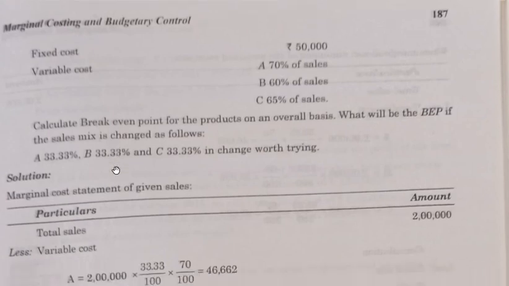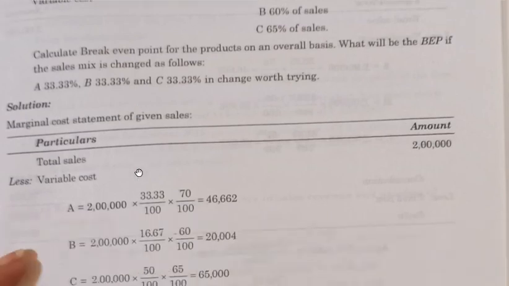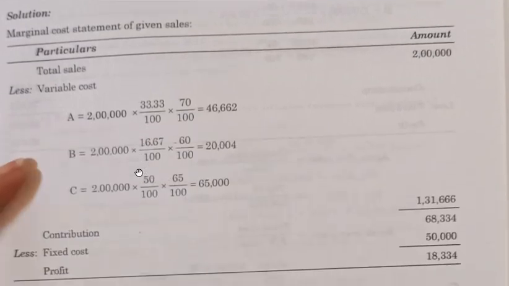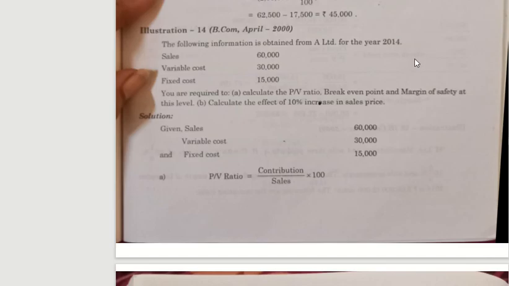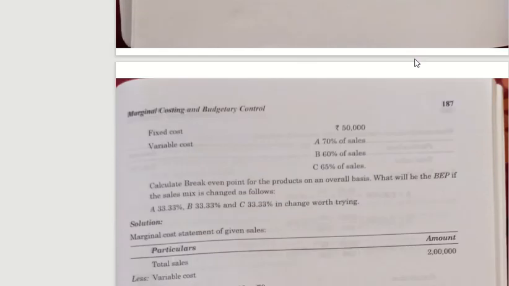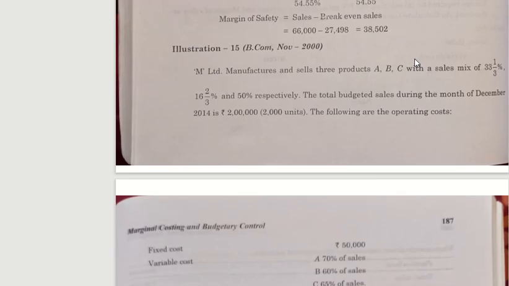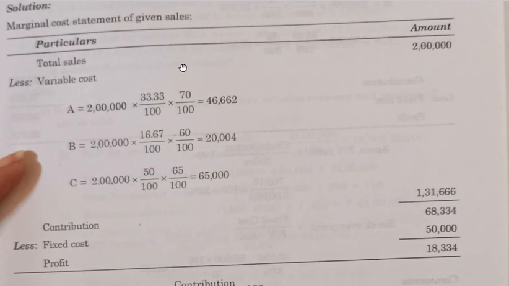So the BEP is changing to be 33.3% for all the three. So we'll start with marginal cost statements. First you start with your total sales. Total sales they have given it to be 2 lakhs. So 2 lakhs, which is for 2000 units, less your variable cost. This is our normal format, right? Sales minus variable cost we get contribution, contribution minus your fixed cost you get your profit.